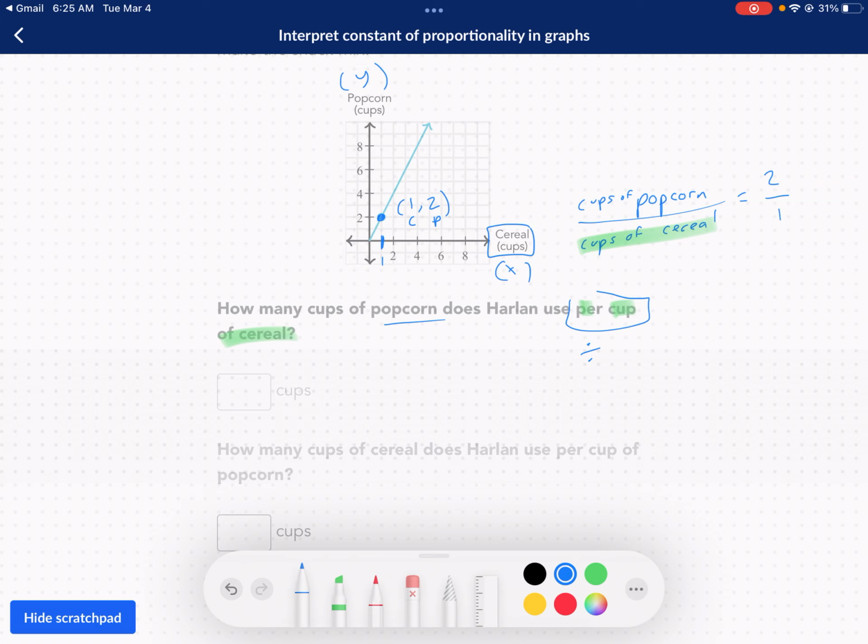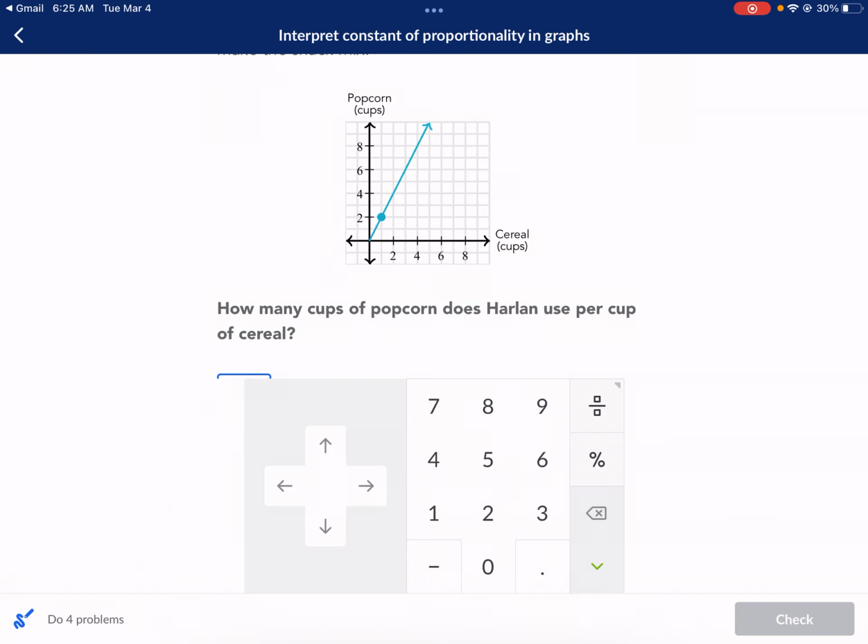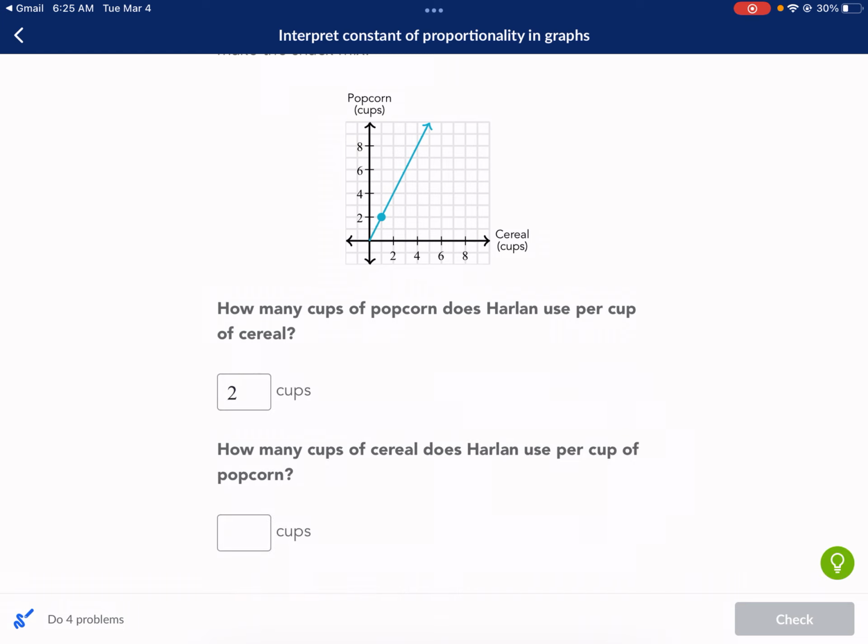Now, actually, let me put a pause on that. We're going to come back to that. So how many cups of popcorn per unit cup of cereal? That's going to be 2 cups. So 2 cups of popcorn, and that will give me my correct answer there.